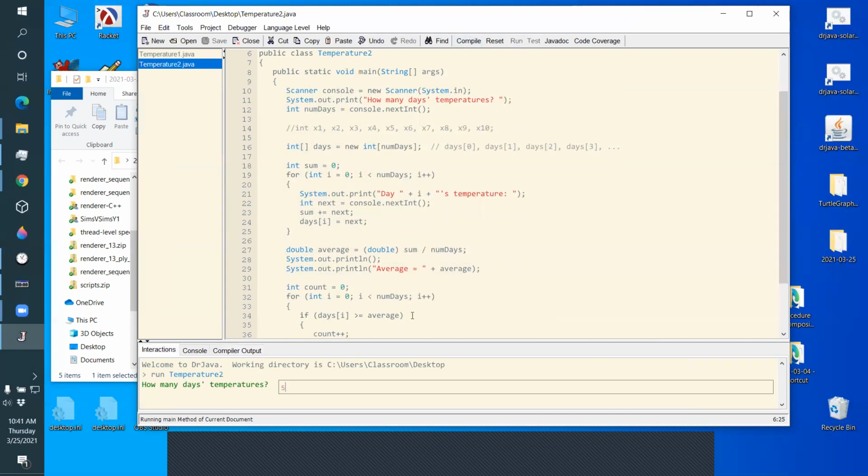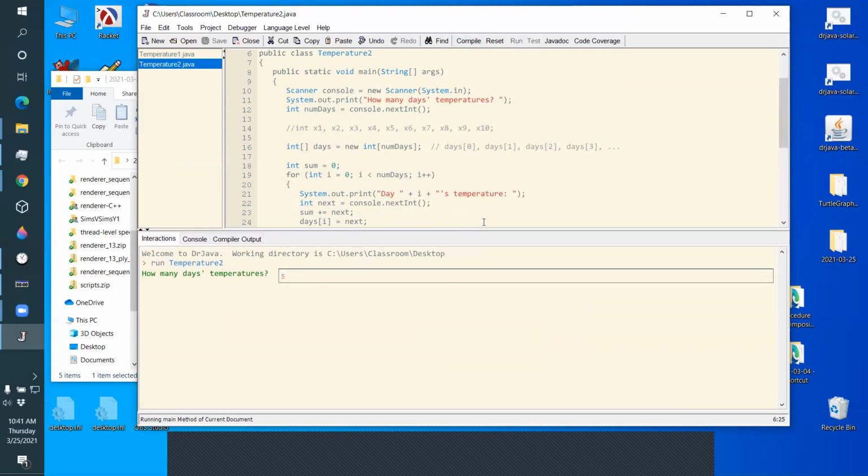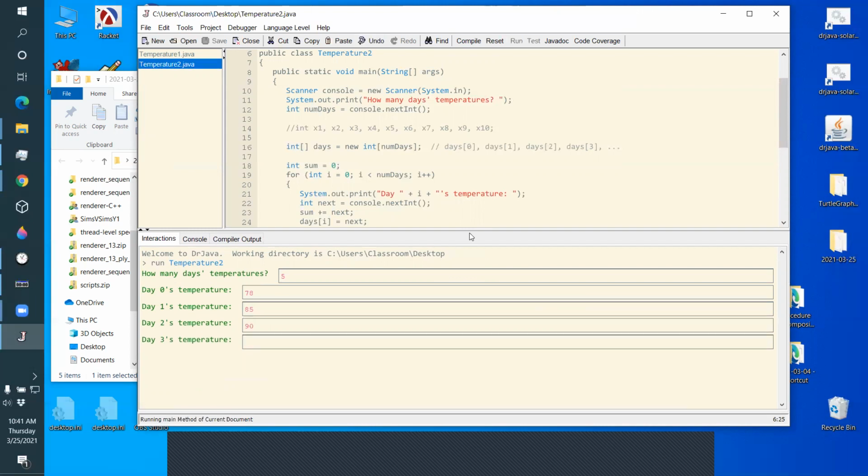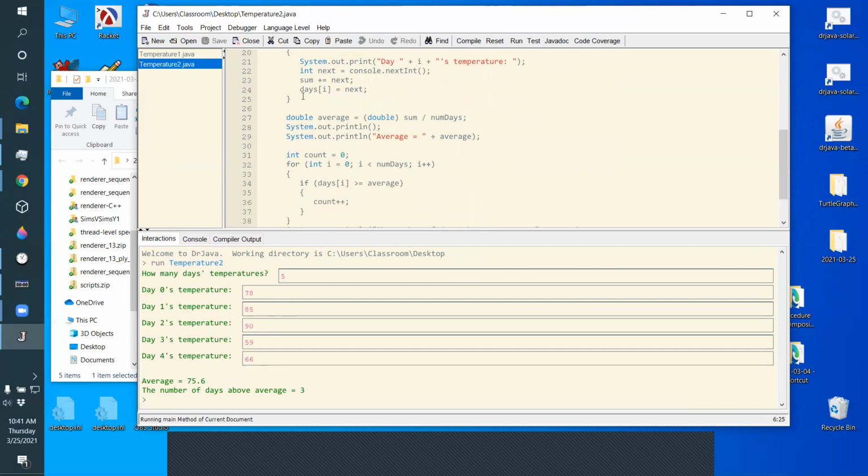Okay, now 5 days. I'll just stick with 5 because it's an easy number to work with. First temperature, I'll enter the numbers. Now the average was 75.6, and notice that after I inputted the numbers, it went through and did this other loop real fast, and it told me the number of days above average is 3. Let's just check. Above average, above average, above average, below average, below average. So the first 3 were above average and the last 2 were below.